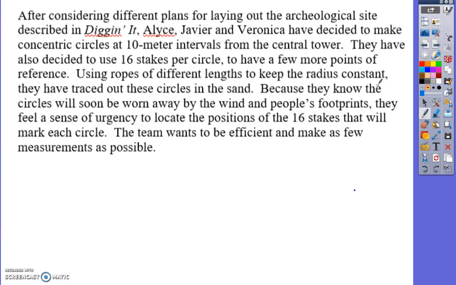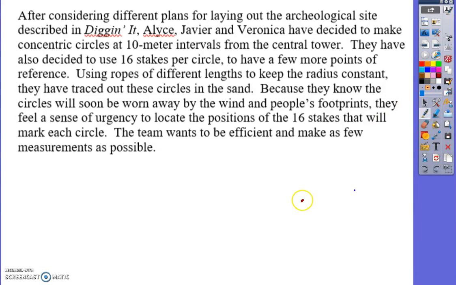After considering different plans for laying out the archaeological site described in 6.6, digging it, Alice, Javier, and Veronica have decided to make concentric circles at 10-meter intervals from the central tower. They've also decided to use 16 stakes per circle, because 12 just wasn't enough, to have a few more points of reference. Using ropes of different lengths to keep the radius constant, they have traced out these circles in the sand because they know the circles will soon be worn away by the wind and people's footprints. They feel a sense of urgency to locate the positions of the 16 stakes that will mark each circle.